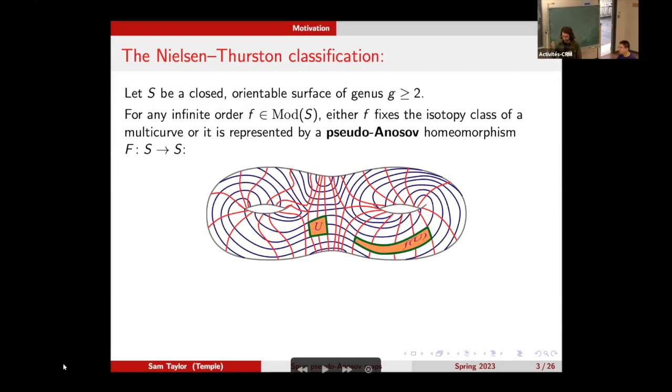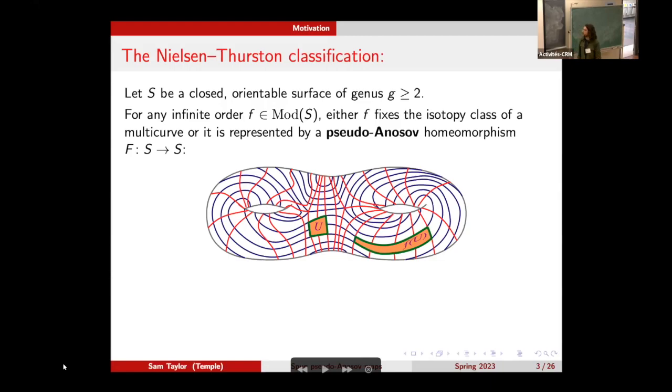What it's going to do is give some geometric structure to an arbitrary homeomorphism of the surface. And what it says is, if you take an infinite order element of the mapping class group, then either that element is going to fix the isotopy class of a collection of disjoint simple closed curves, or it's going to be isotopic to a pseudo-Anosov map. So we should think of this type of mapping class as having an optimal type of representative.